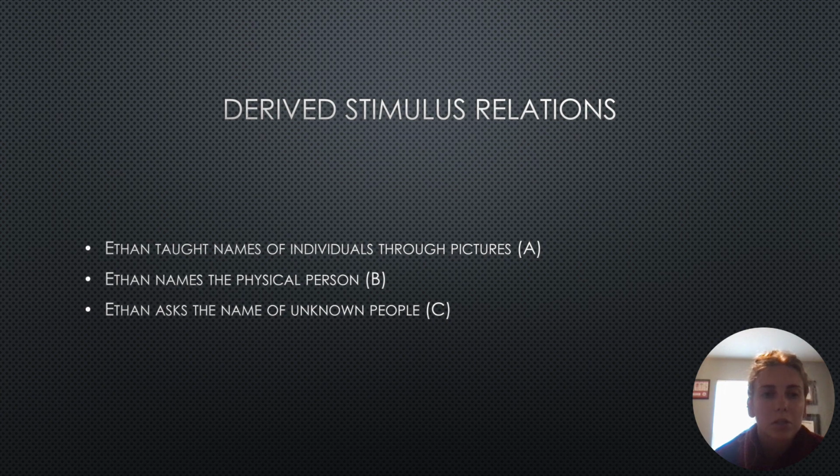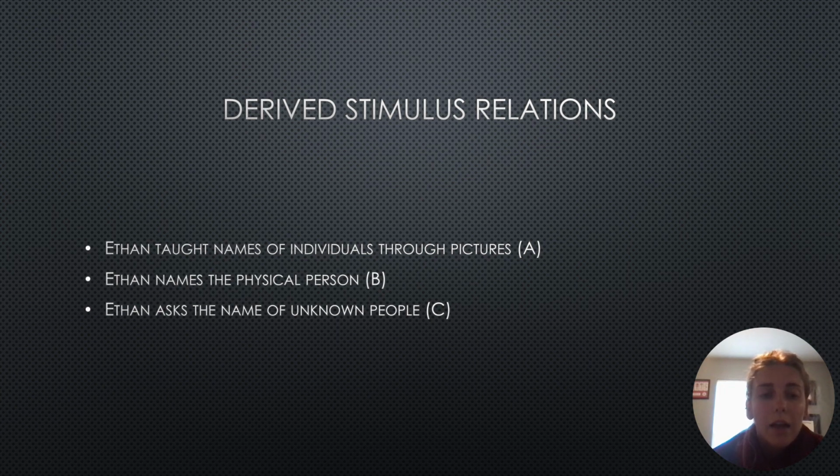Derived stimulus relations. So in this example with Ethan, we taught Ethan the names of individuals through using pictures first. So we can think of this as point A. Then we use the physical person to determine if Ethan could name the physical person after he had mastered out of using the pictures. And we can think of this as point B. So we explicitly taught points A and point B.